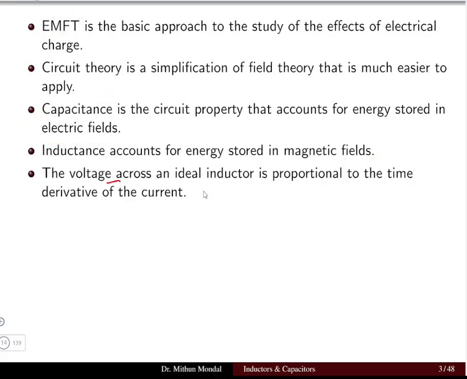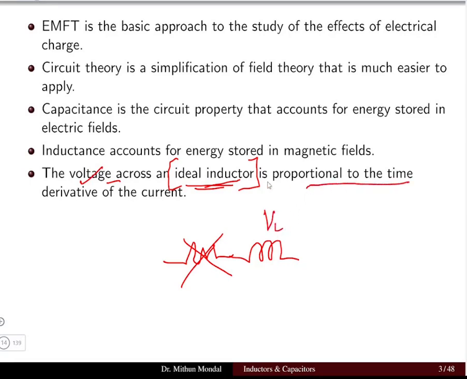Now, the voltage across an ideal inductor. When we talk about an ideal inductor, it means there is no loss in the inductor. The inductor is pure and ideal, and there is no resistive component. The voltage across the inductor is proportional to the time derivative of the current. So whatever current is flowing, the voltage will be the time derivative of the current. When we talk about di/dt, it means that current is a function of time, and voltage is also a function of time.